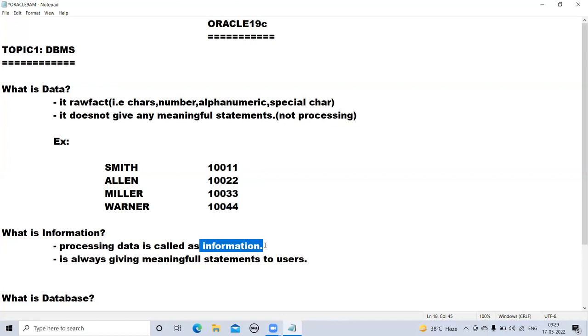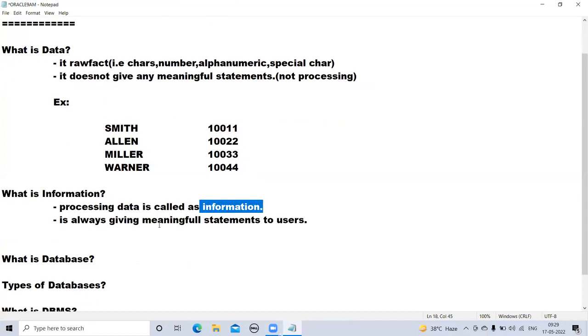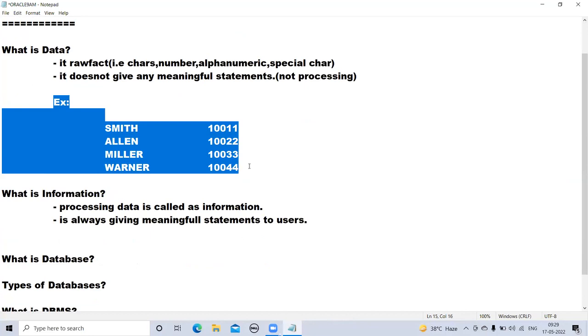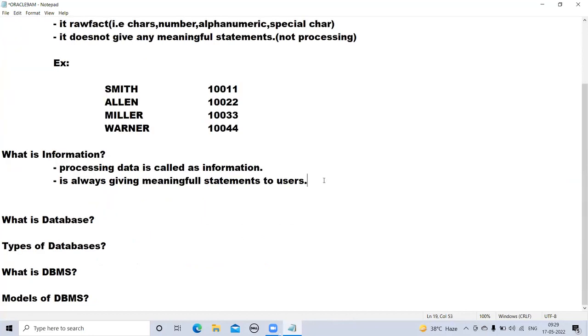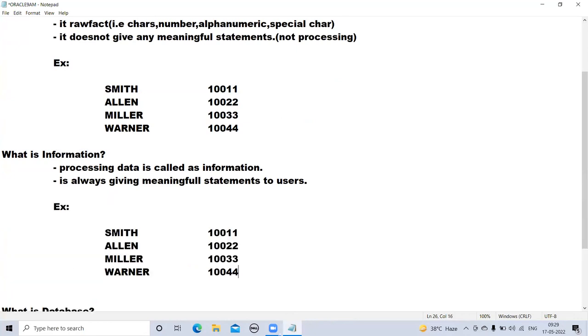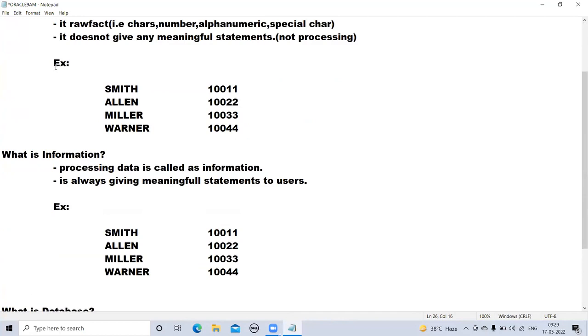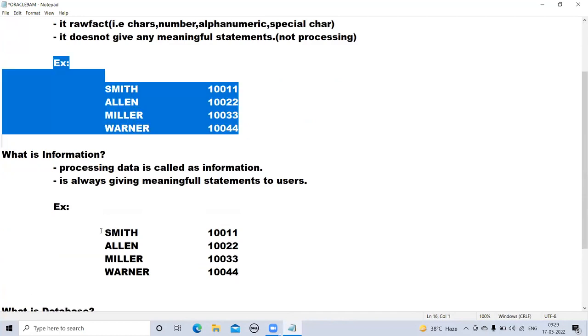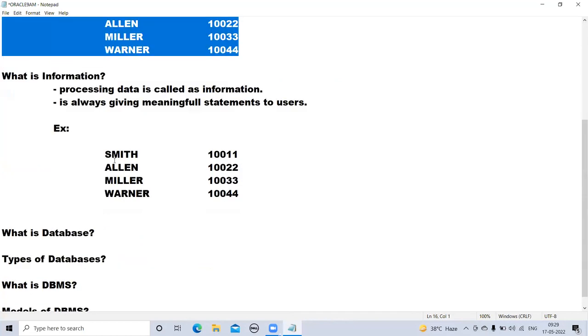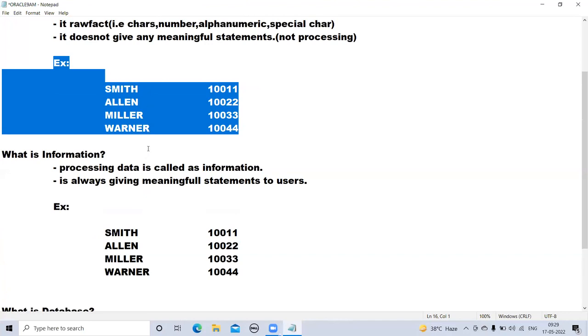Now observe, how can you define information? I'm taking the same example here. Let's see, you will get a simple way. Whatever example I took for data, I took the same thing for information also. But what is the difference between these two?